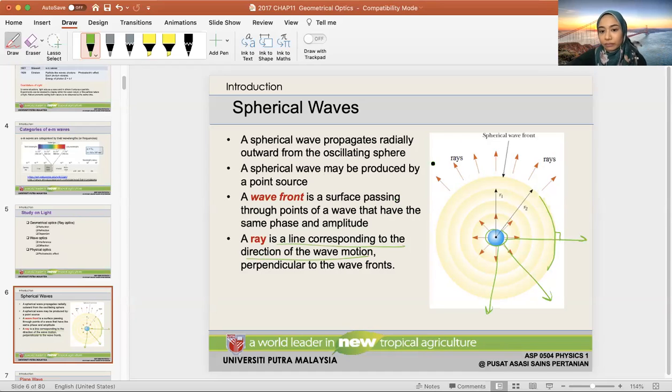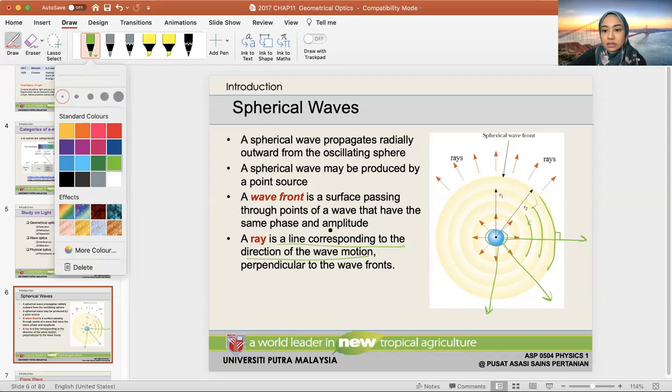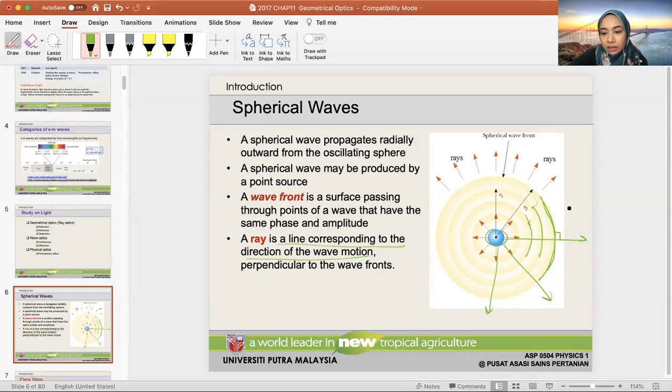Wavefront is this guy. So what is this guy? Previously for sound wave, we said that this was lambda. For this topic, we will say, okay, wavefront is a surface passing through points that have the same phase and amplitude. So all the points on this part have the same phase and amplitude. Actually it's the same as lambda, but it's defined in a different way.